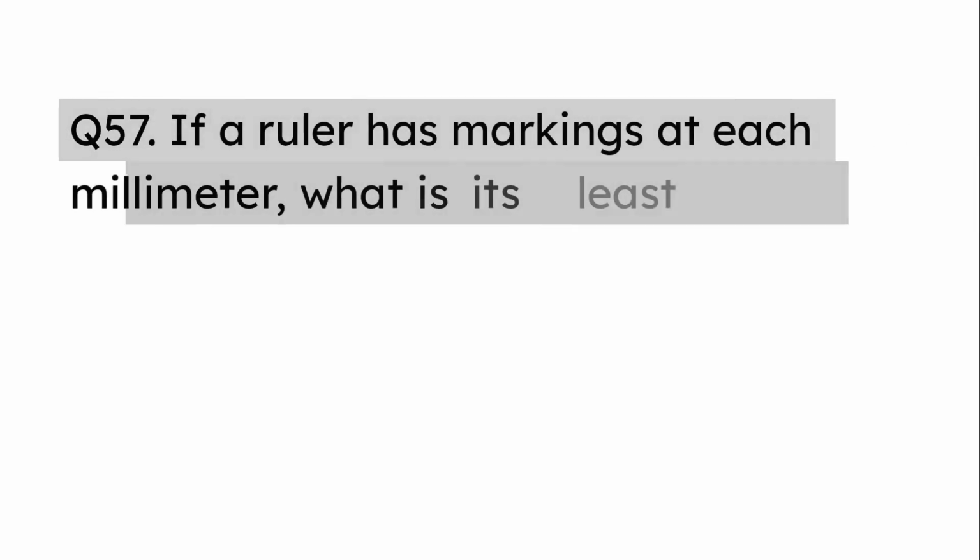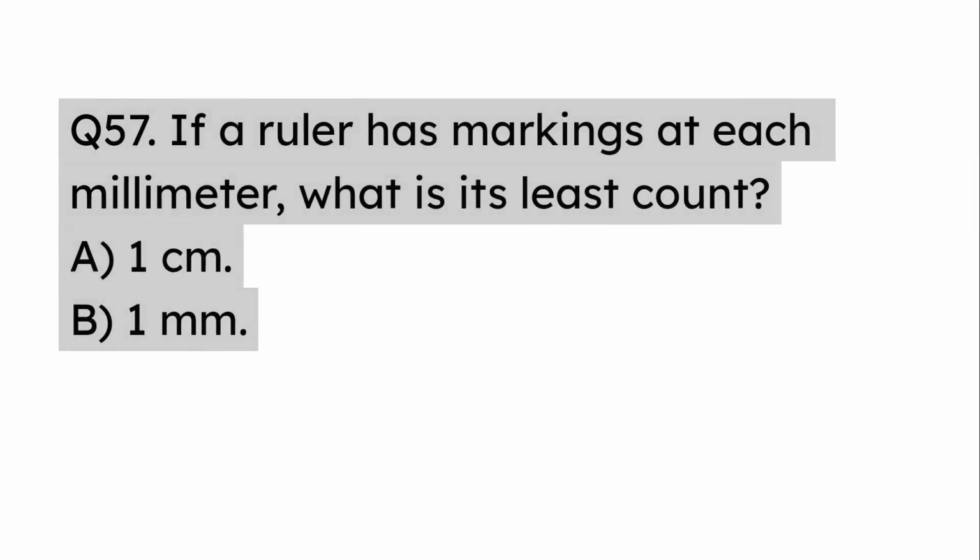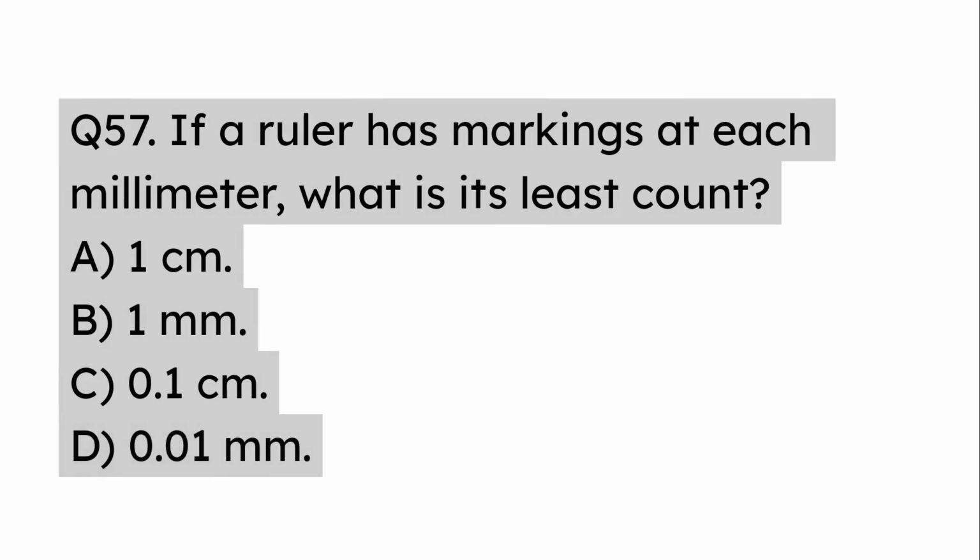Q57. If a ruler has markings at each millimeter, what is its least count? A. 1 cm. B. 1 mm. C. 0.1 cm. D. 0.01 mm.